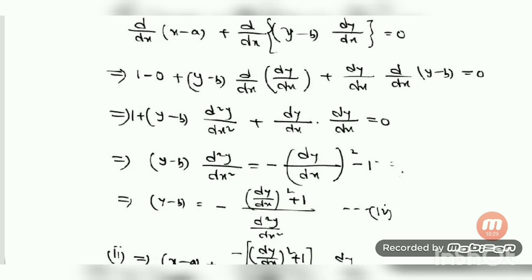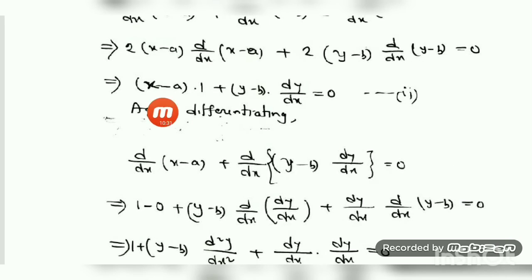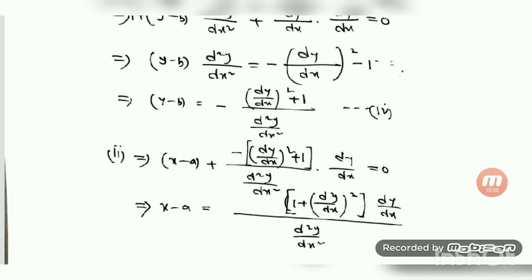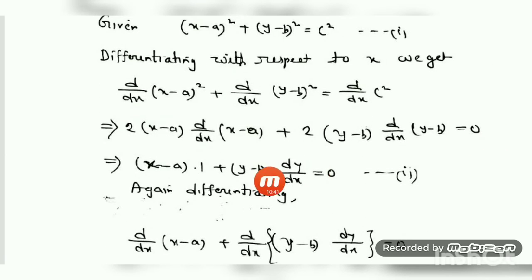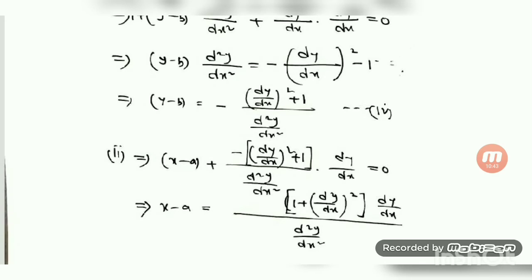And when we put the value of y minus b in 2 here, I'll get the value of x minus a. So let us see what happened. X minus a, here I have substituted the value of y minus b. This is y minus b into dy dx. You see, I have substituted here, right? And after that, let us do the simplification. X minus a value we have got.